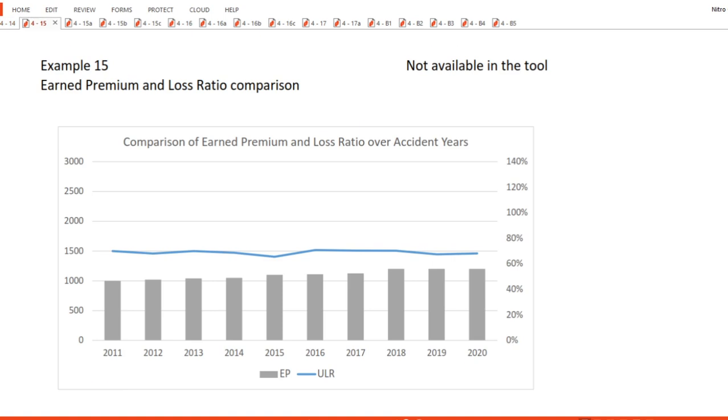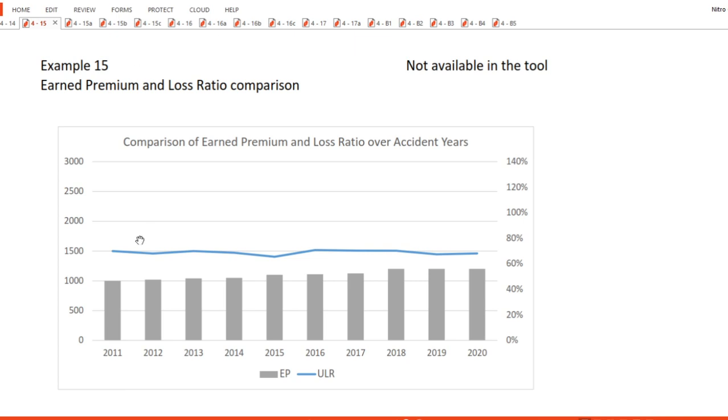This first exhibit compares the ultimate claims derived from my chain ladder model against the equivalent earned premium for each origin period. This ratio is known as the loss or claims ratio and is very commonly used. I can very quickly see that the earned premiums, the grey columns, look pretty constant from origin period to origin period. So we're not seeing any big growth or contraction in this book.